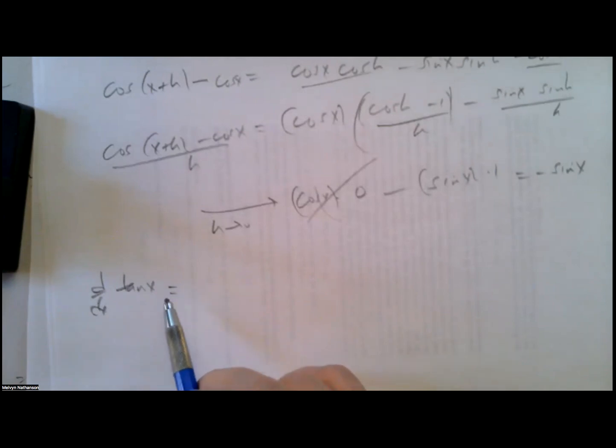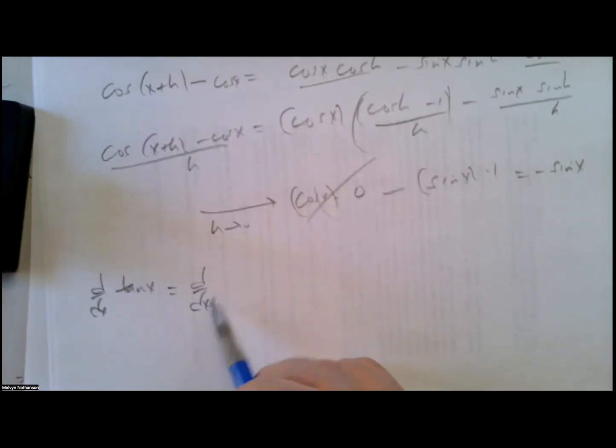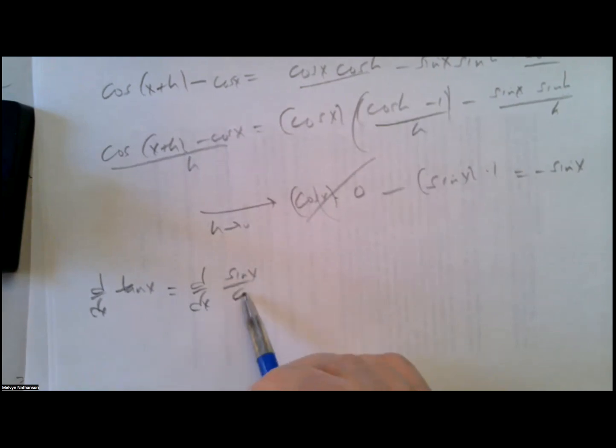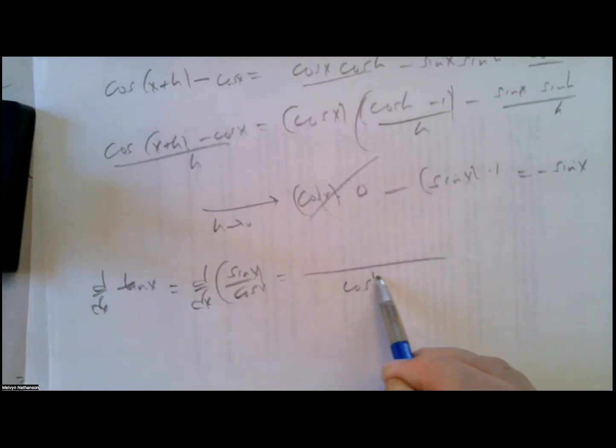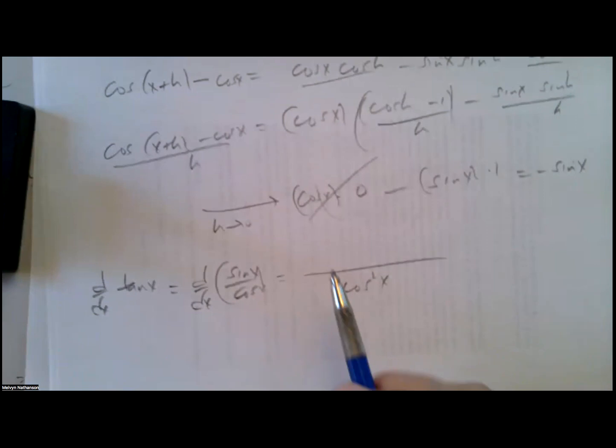And from them, I can figure out the derivatives of all the other trig functions. For example, the tangent. Suppose I want to know the derivative with respect to x of the tangent of x. Well, every trig function can be written in terms of the sine and the cosine. This is the derivative of sine x over cosine x. That's the definition of the tangent. I use the quotient rule. I get something with cosine squared x in the denominator.